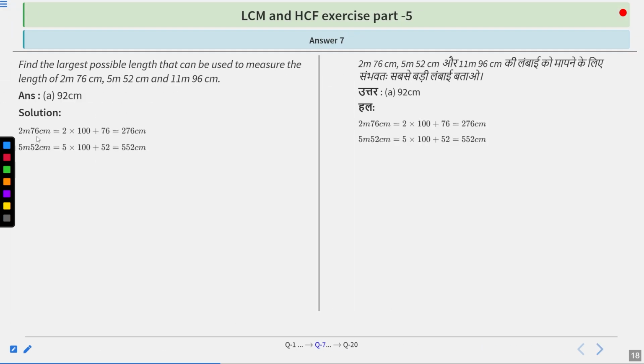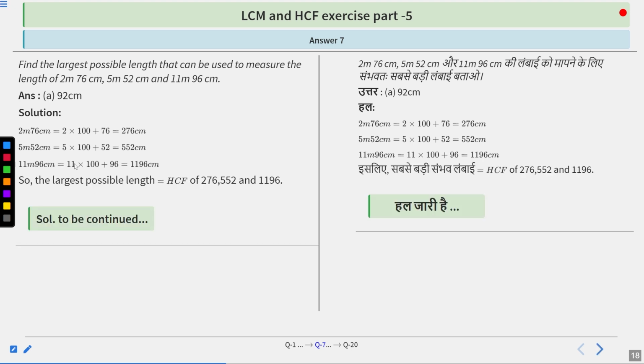Now 2 meter 76 centimeter, we will convert this into centimeter. 1 meter is 100 centimeter, so 2 into 100 plus 76, that is 276 centimeter. Now 5 meter 52 centimeter, we can change this also into centimeter. So 5 into 100 plus 52, that is 552 centimeter. And then we have 11 meter 96 centimeter. So 11 into 100 plus 96, that is 1196 centimeter.